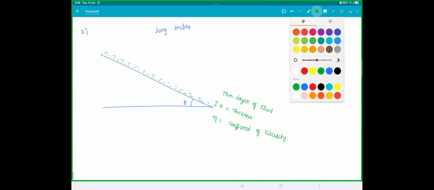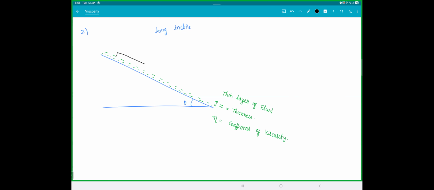On this, you kept a plate, mass M, area A, released from rest. So what will happen? The plate will start sliding on this thin layer because of the mg sin theta. Your gravity is present. First question, find velocity as function of time t. Find the velocity of the plate at time t.